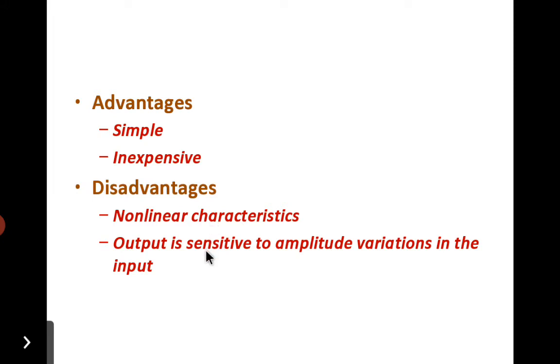Second, the output is sensitive to the amplitude variation in the input. That is, it transfers even the slightest amplitude variations of the incoming FM signal to the output, which results in distortion, so the true modulating signal will not be recovered in such sensitive conversion. That is all about the simple slope detector.